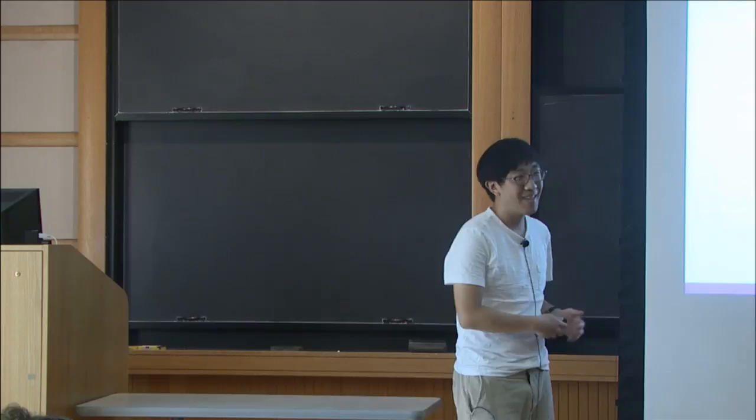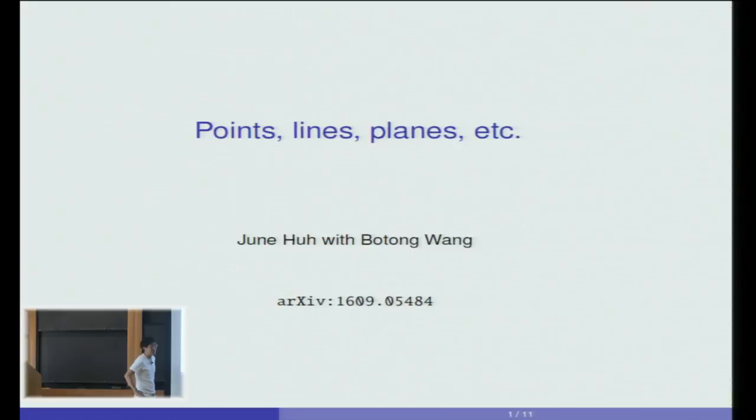Okay, thanks for coming. I plan to talk about very modest mathematical objects, points and lines and so on, and more precisely incidences between them, and even more precisely incidences between the subspaces generated by a choice of finite collection of points in projective space.